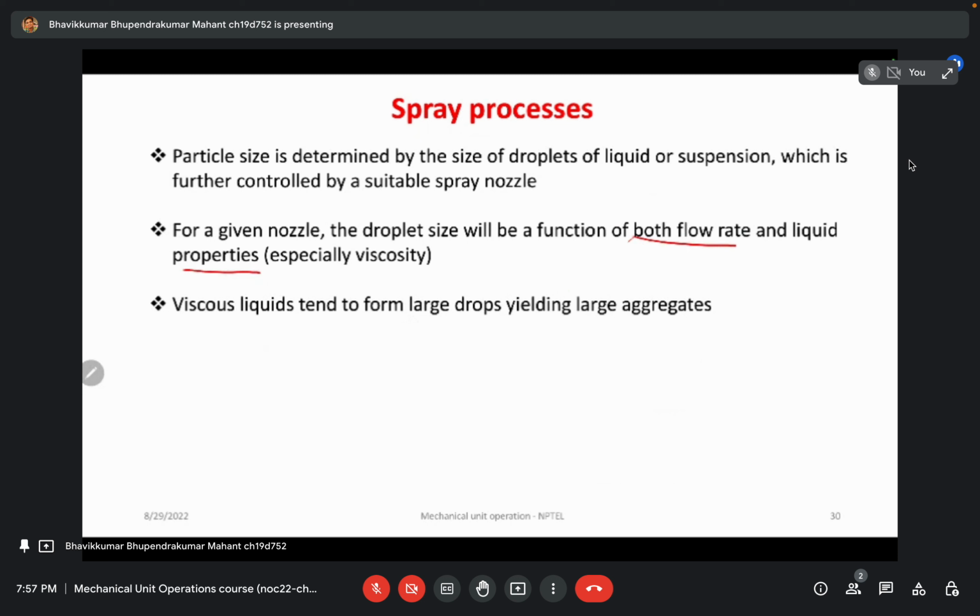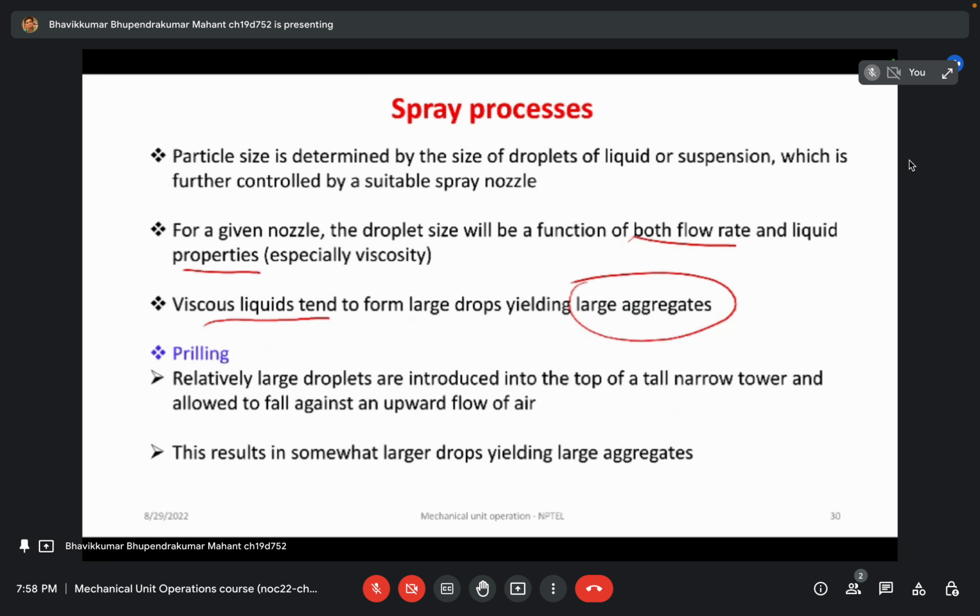Now viscous liquid tends to form large drops, yielding large aggregates. So the nature of the liquid can be important in order to determine your final aggregates. So if you use a viscous liquid, then it can yield large aggregates.